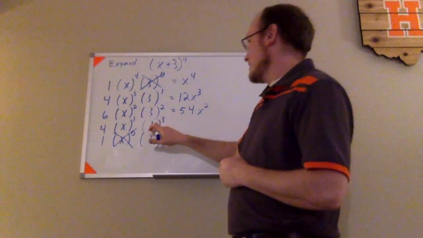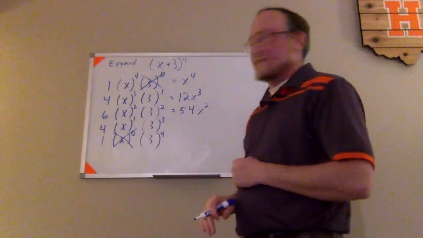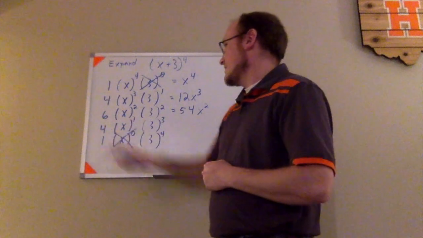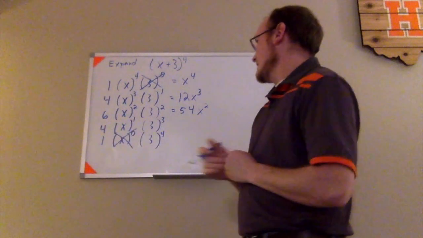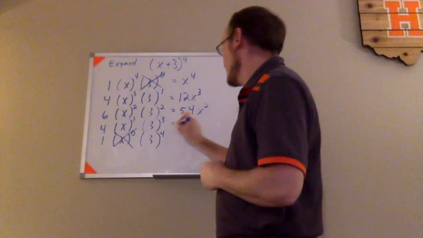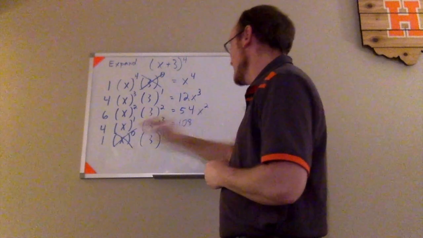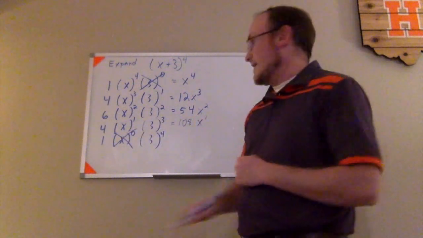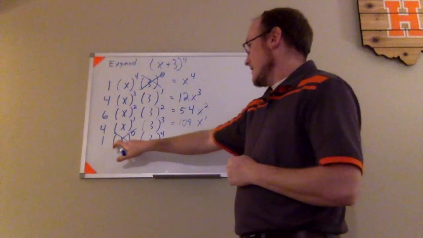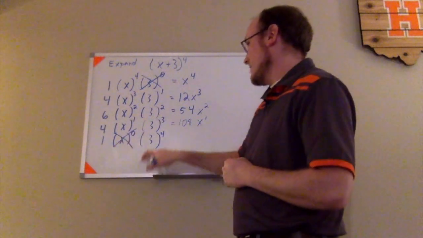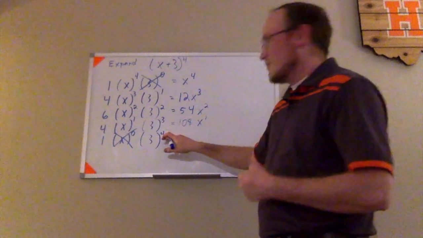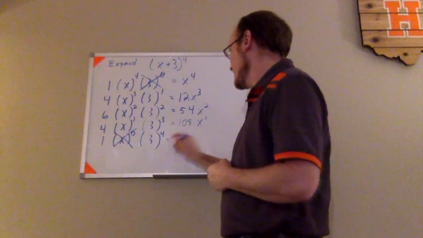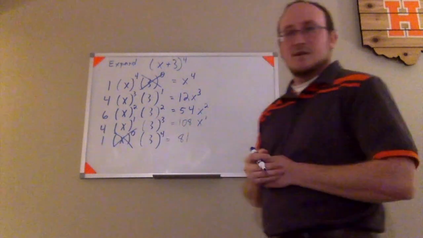Down here I have 27, since 3 to the third is 27. 27 times 4 is 108. I have 108, and then x to the first. And then finally, this term is gone right here. It's just 1, so I don't need to worry about that. 3 to the fourth is 81, times this 1 is just 81.